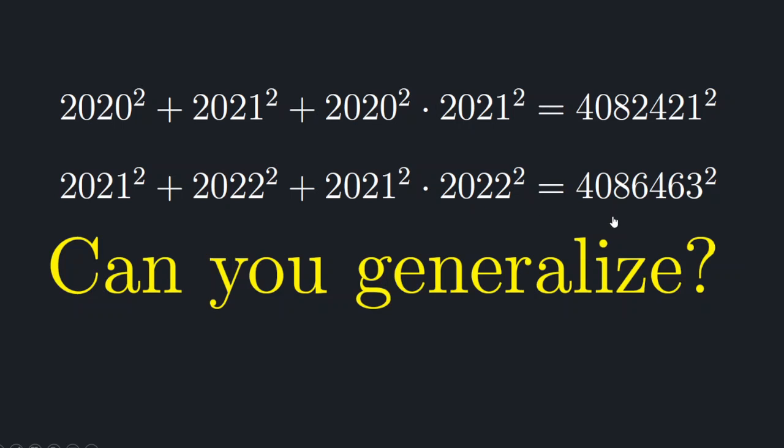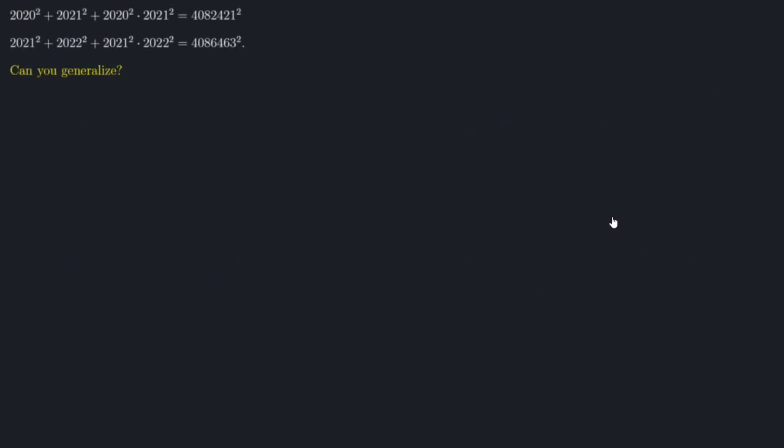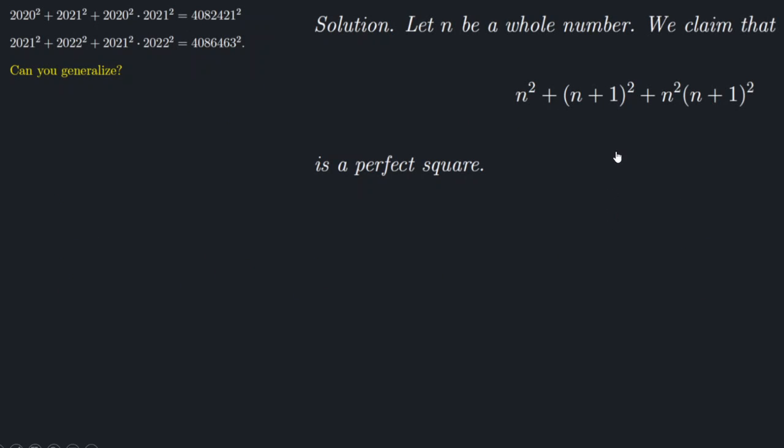To generalize the two identities, we use n to denote a whole number. And then we claim n squared plus the next whole number squared. The next whole number is n plus 1, of course. And then plus n squared times the next whole number squared. We want to show this expression is a perfect square.